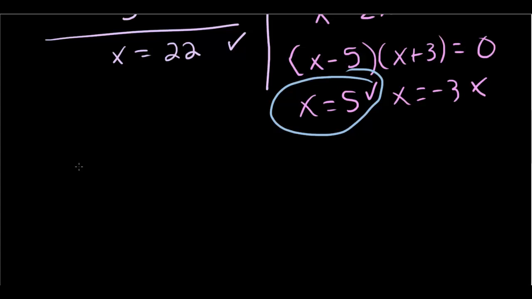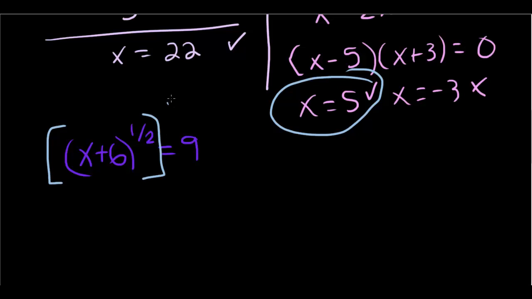Let's try one last example. We have x plus 6 to the power of 1/2 equals 9. So we're going to elevate everything to the power of 2. So that's going to give us x plus 6 equals 81.